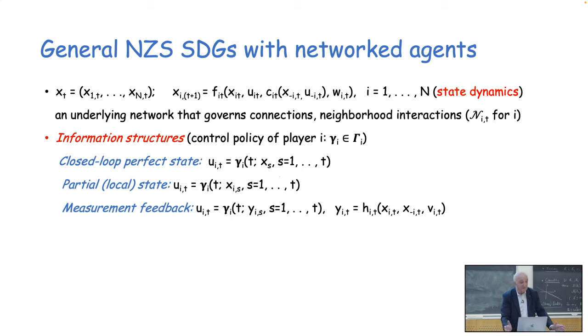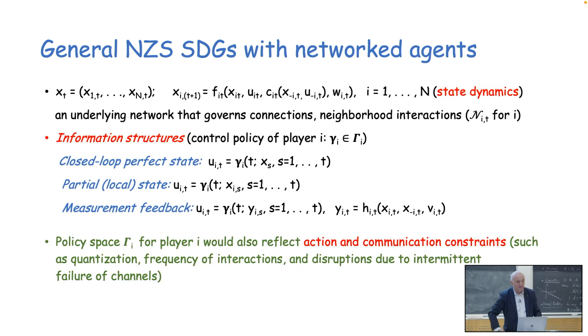I said information structures play an important role in dynamic games, and some of the possible information structures are as follows. Closed-loop perfect state: each agent measures the state of all the agents at any point in time, and then goes back in memory. This puts a load on the memory, and it is not scalable, so it is not desirable in these problems. There is partial local state measurement, where each agent has access only to his own state and observes it over time, so again there is no memory restriction there, but you could also place some memory restrictions. And then there is measurement feedback, where each agent has access, through a noisy channel, to its own state as well as to the states of some of the other agents.